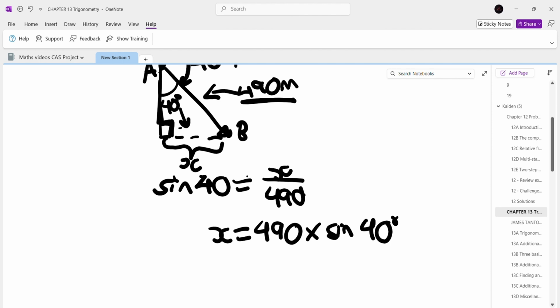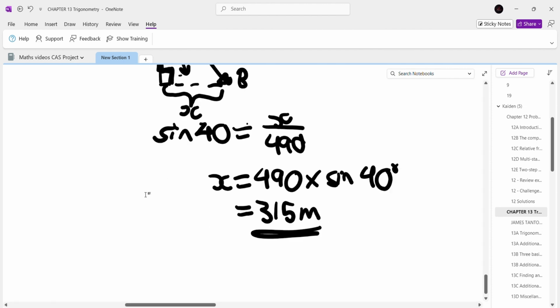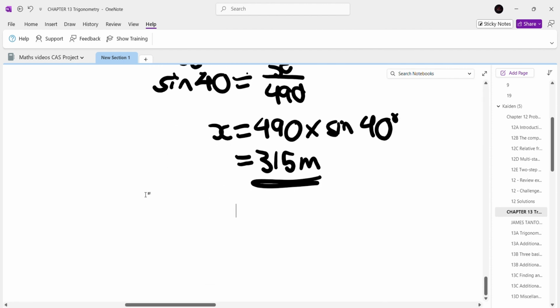And I'll just solve this on my calculator real quick. So 490 multiplied by sine 40 degrees. Just make sure, remember that you're always doing this in degrees, not radians, which is another function on the calculator. This is approximately equal to 315 meters. We'll round to three significant figures. So it's 315 meters east of point A.